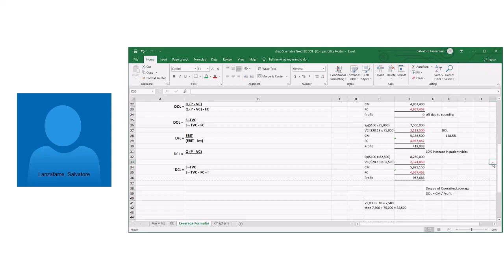Okay, if we were to look at the bottom one with the 82.5, we would take the contribution margin and divide that by the profit. In that environment, you've got a 6.19% change. And that's what they were basically trying to explain on page 198.